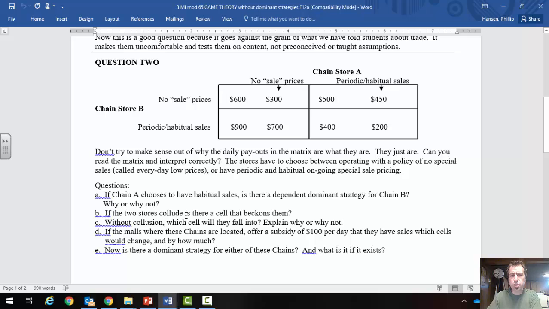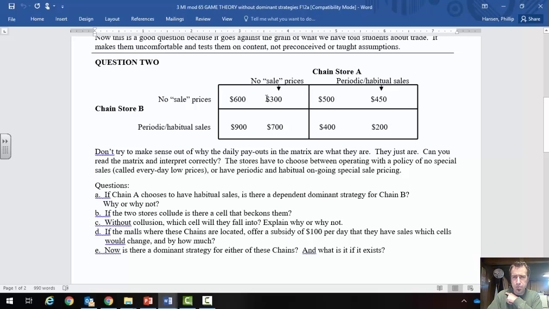If the two stores collude, is there a cell that beckons them? So collude is if they scheme up together and they say, hey, let's jack the prices up together, let's lower the prices, or let's keep one price high and one price low, and we'll both make the most profit. And so let's see here. For chain store B, they can get 900 or 400. They get 600 or 500. So obviously they're going to want to be in B. They'll make the most money there.